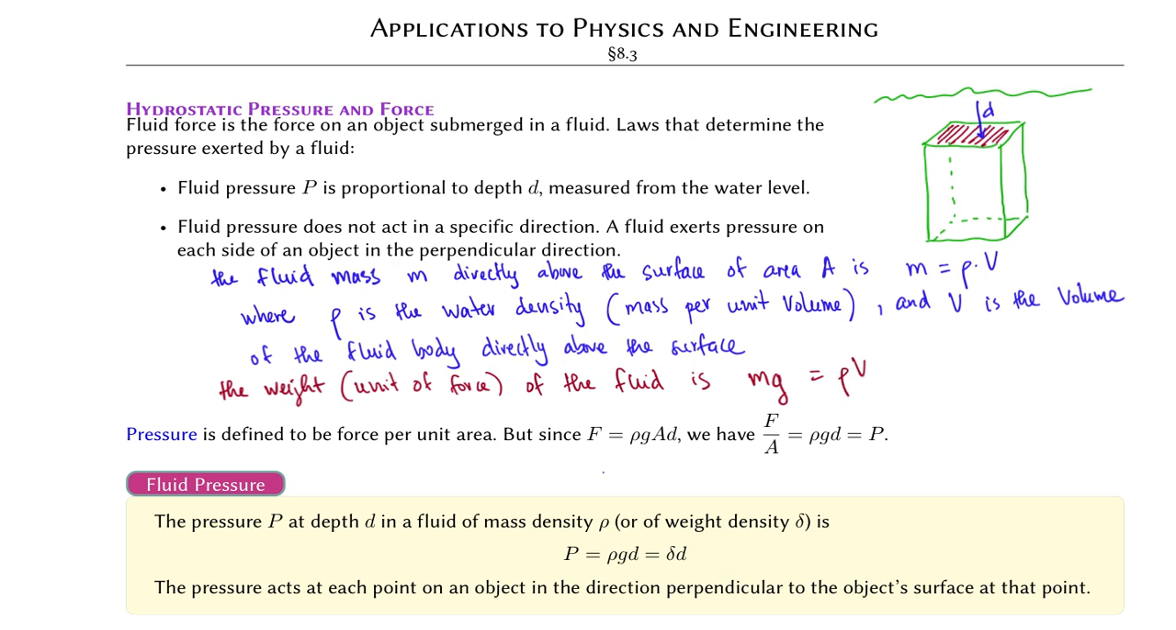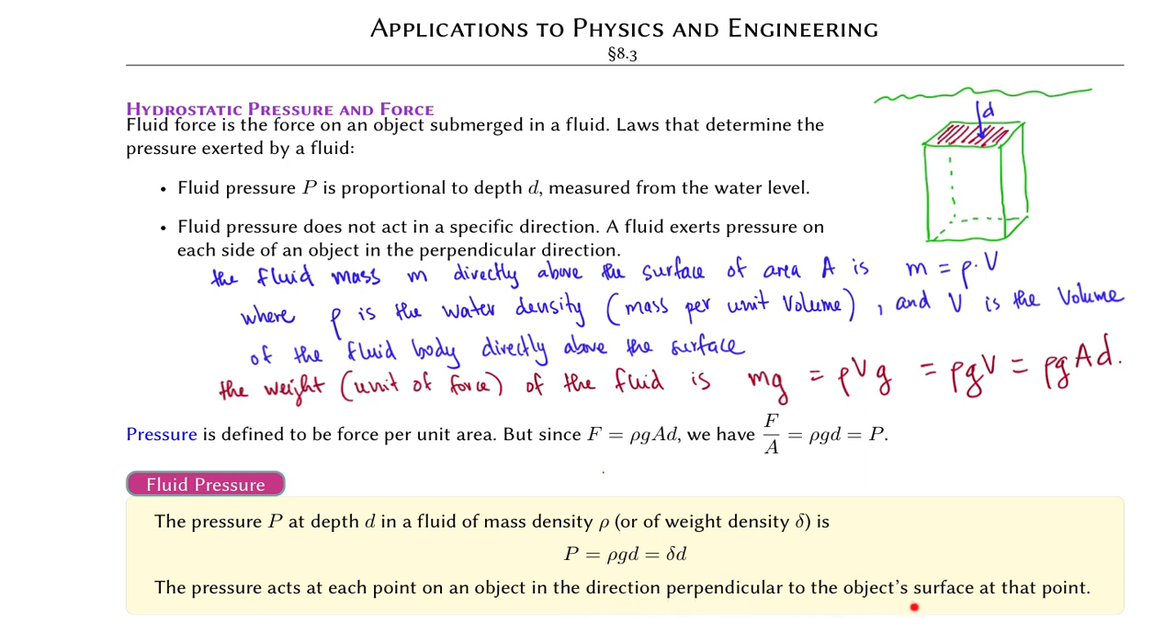But the mass is rho times v, so the weight is rho g v, but the volume is the area times the depth d. And so the weight is rho g A d. Pressure is defined to be the force per unit area, but the force is rho g A d, and so the pressure is rho g A d over A, which is rho g d. To summarize, the pressure P at depth d in a fluid of mass density rho, or weight density delta, is P equals rho g d or delta d.